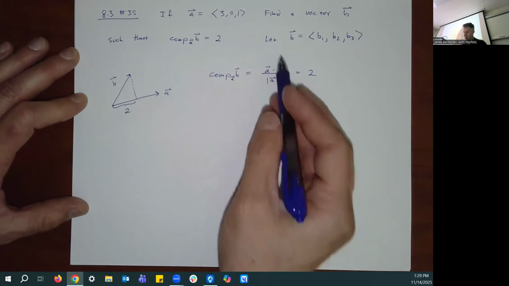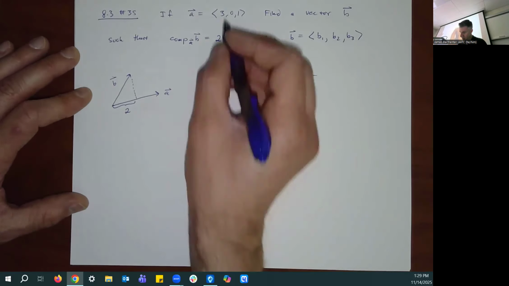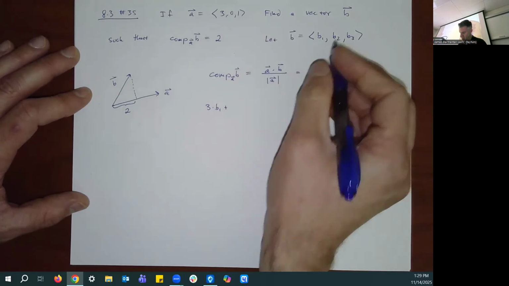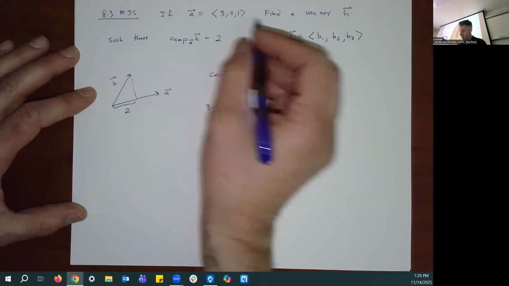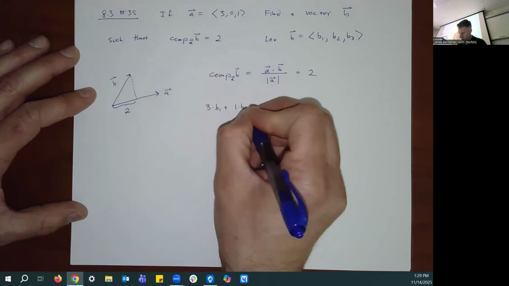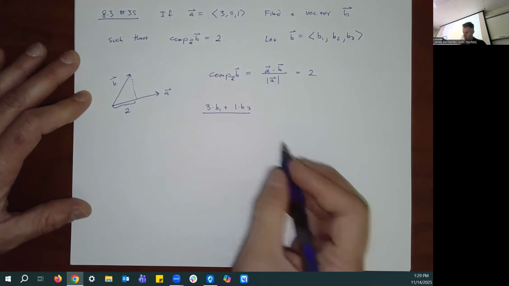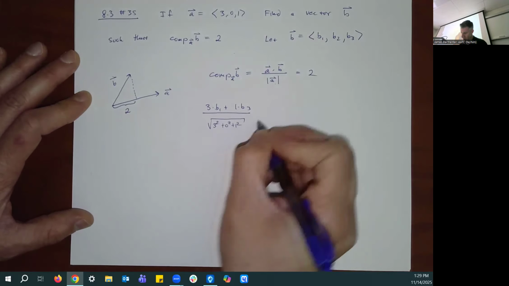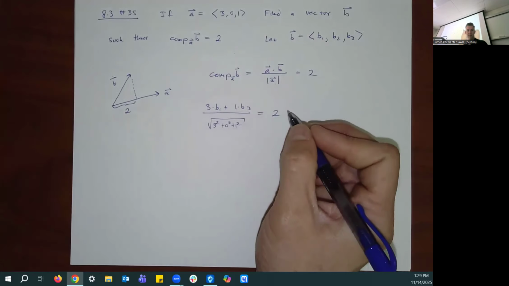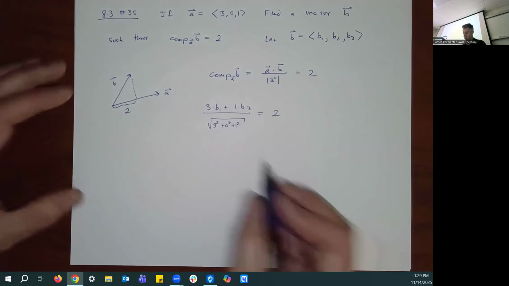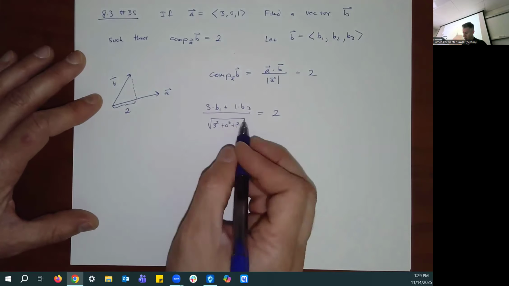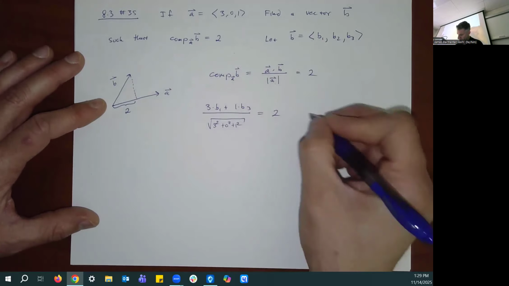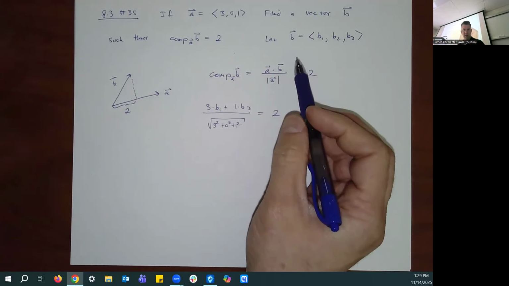So let's write it out. A dot B is going to be 3 times B1 plus 0 times B2, I don't even want to write that down, plus 1 times B3. Divided by the magnitude of A, which is the square root of 3 squared plus 0 squared plus 1 squared. And that should equal 2. Well, it seems like we could solve this pretty easily. So we're going to multiply both sides by this. So we're going to say that 3B1, and I feel like I made a mistake here. Oh, I did.